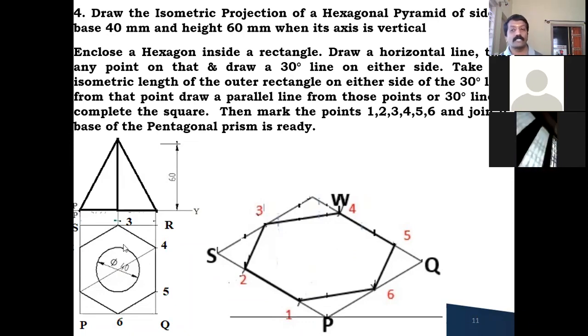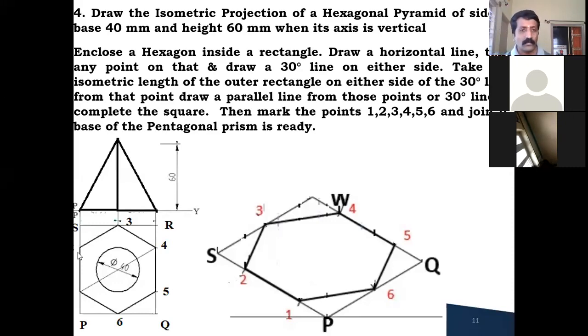So wherever these projectors intersect, that is the square inside whatever you are getting. Your outer square, I am calling it as PQRS. Now when the hexagon pyramid is seen from the front side, it looks like a triangle here also.